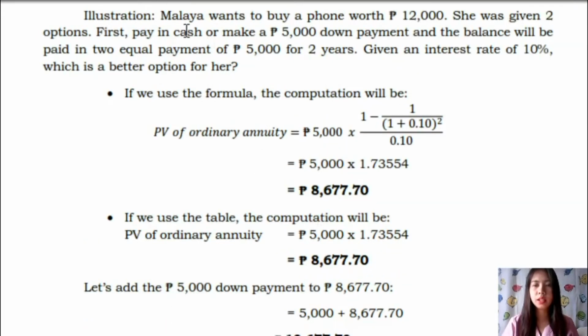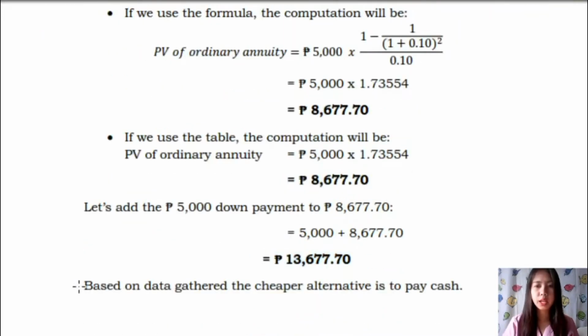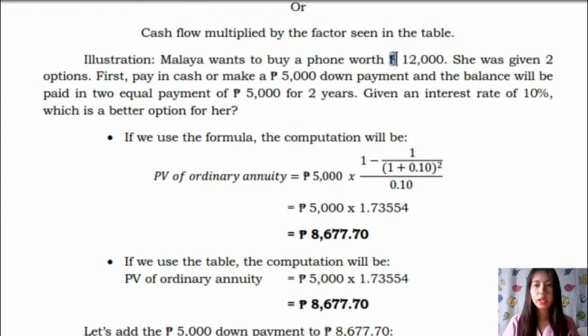So in the illustration, pay in cash of 12,000 or installment but with a 5,000 down payment. Okay? So we add the 5,000 down payment to the present value of ordinary annuity that we got. So, it will be 13,677.70 pesos. So, based on the gathered data, the cheaper alternative is to pay in cash. So, 13,677.70 compared to 12,000 if you pay in cash.